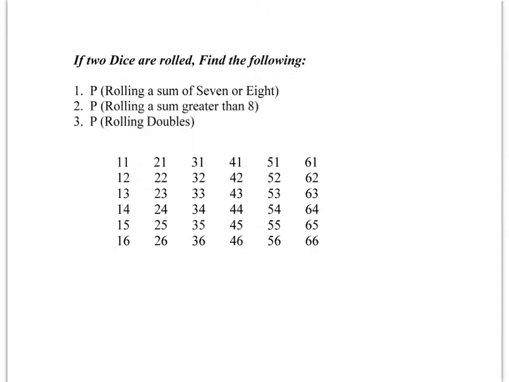What's the probability of rolling doubles? Hey, you know what to do. We got a 36 on the bottom. How many doubles are there? Well, there's double 1s, double 2s, double 3s, double 4s, double 5s, and double 6s. There are 6 different ways that I can roll doubles. 6 out of 36 reduces to 1 out of 6.